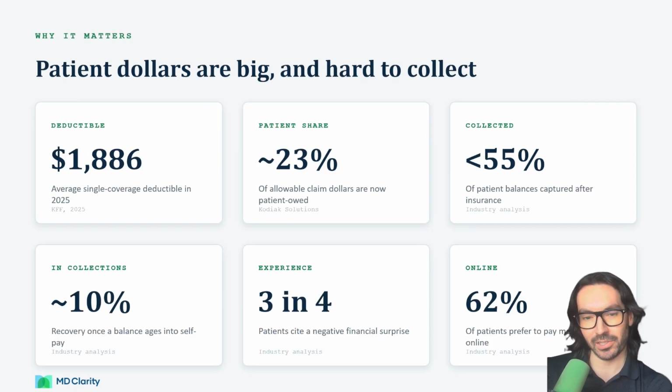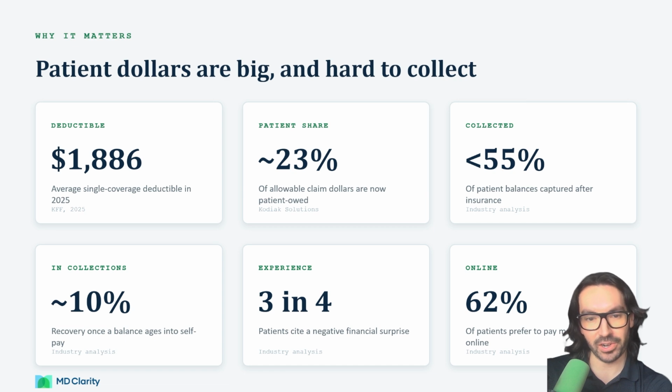Now, why does any of this matter? For years, the patient was a small slice of a provider's revenue. The insurer paid most of the bill, and you could collect the rest later. That's changed. The average deductible for single coverage reached $1,886 in 2025, and patient responsibility is now roughly a quarter of every claim dollar. Here's the catch.